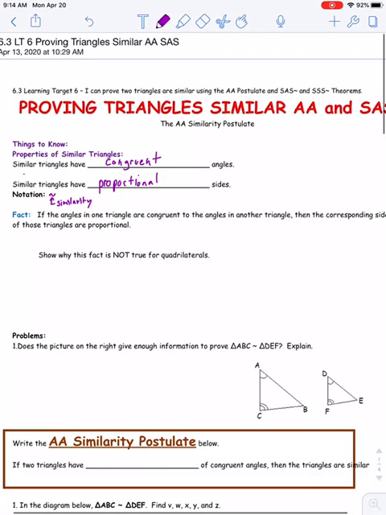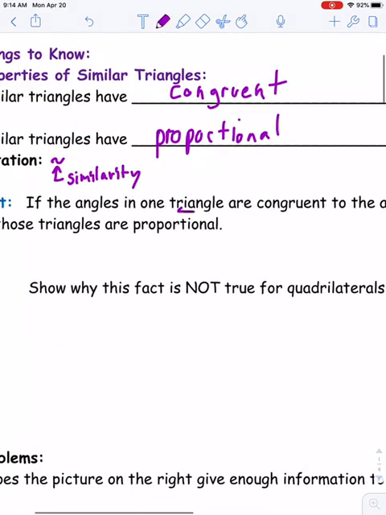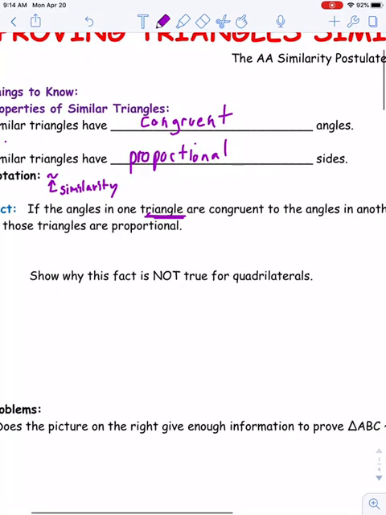If angles in one triangle are congruent to the angles in another triangle, then the corresponding sides of those triangles are proportional. That's a fact. So basically it's saying that if two triangles have the same angles, their sides have to be proportional. That is for triangles. This is not true for quadrilaterals. What's a quadrilateral? It's a shape with four sides. Why is this not true?